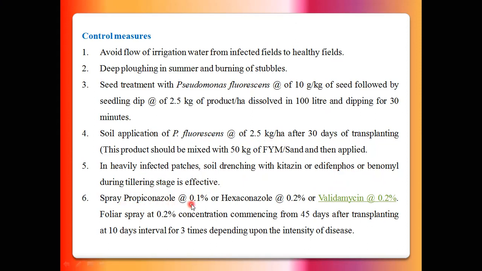Or spray propiconazole at the rate of 0.1% or hexaconazole 0.2% or validamycin. Validamycin is an antibiotic product, generally applied at the rate of 0.2%, as foliar sprays from 45 days after transplanting at 10 days interval, 3 times. In this way the farmer can avoid the infection of Rhizoctonia solani in the rice field and the Rhizoctonia sheath blight disease.